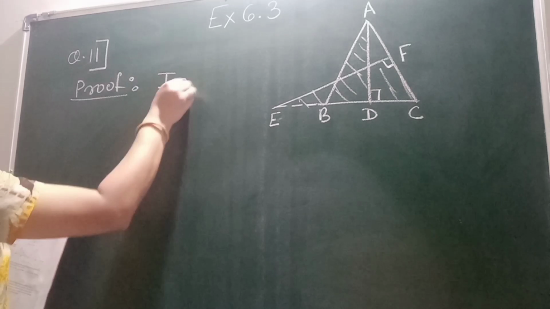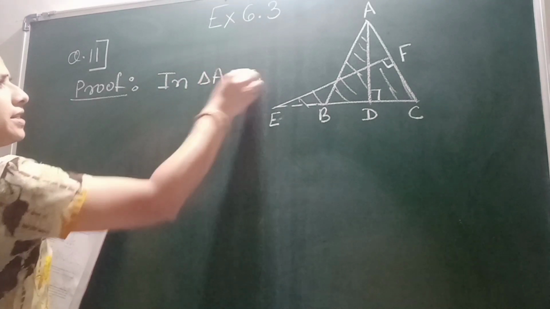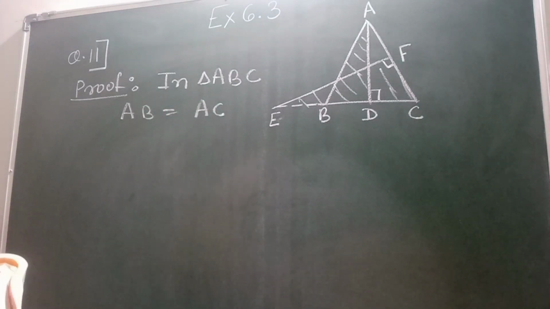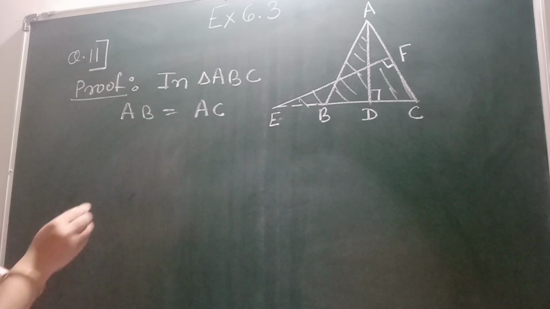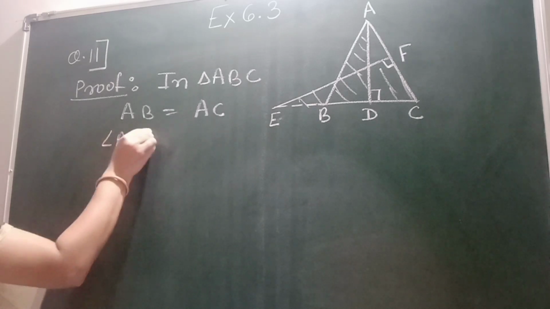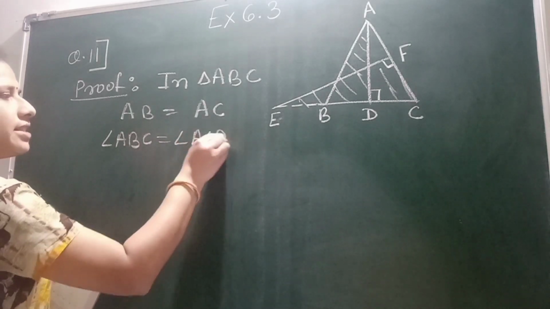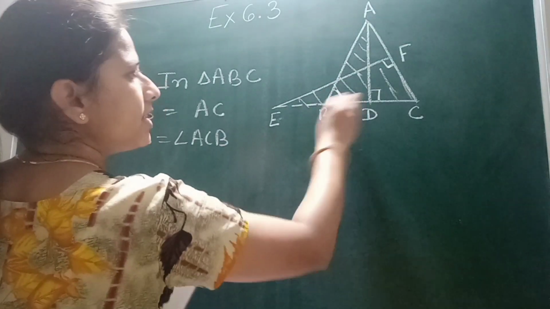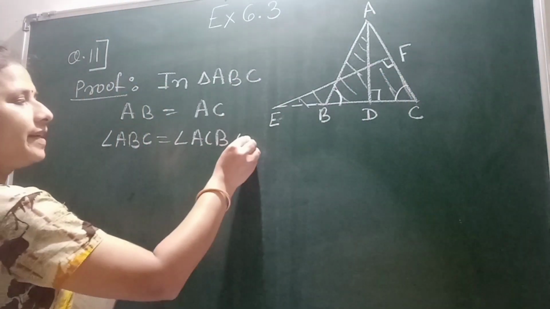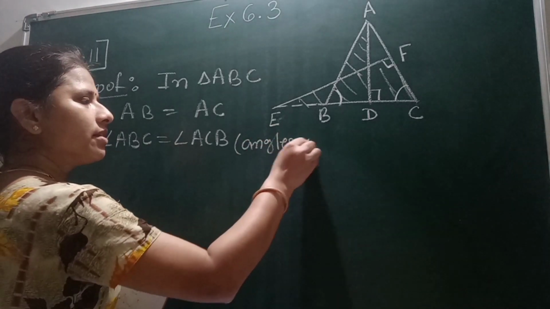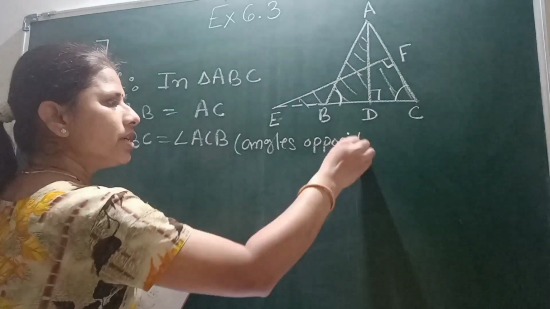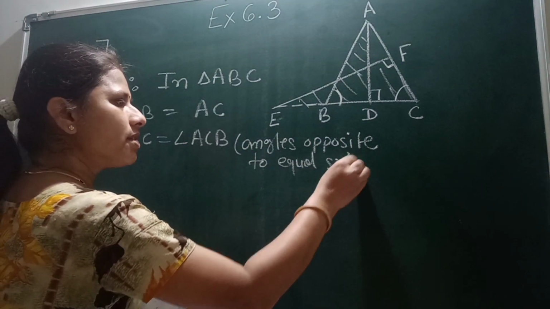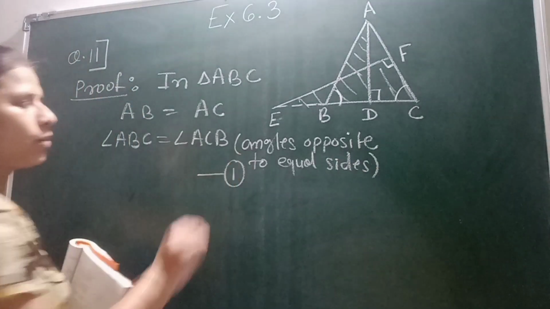What is given? In this triangle ABC, AB is equal to AC, and as we know, if in any triangle two sides are equal, their opposite angles will also be equal. So what will we get? Angle ABC equals angle ACB. Angle ABC, this angle, will equal angle ACB, this angle. What will we write? Angles opposite to equal sides. Suppose this is our equation number 1.